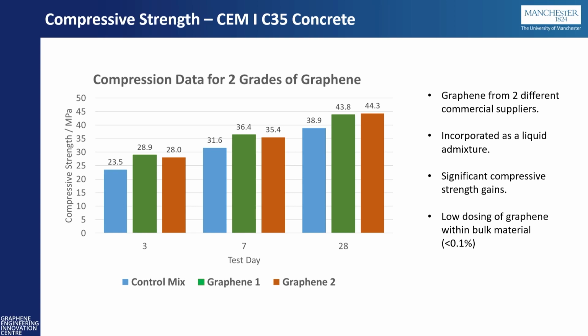And this graph is just showing that if you use different graphene suppliers, you can get different results. So these are 2 different graphene suppliers, the green and the orange. And again, very, very low dosing. And we've incorporated this as a liquid admixture, aqueous admixture. There are other ways. You could put it in as a solid powder. You could blend it in with one of your raw materials. You could put it in the cement. You could put it in the sand. But this is the way we've done this here.